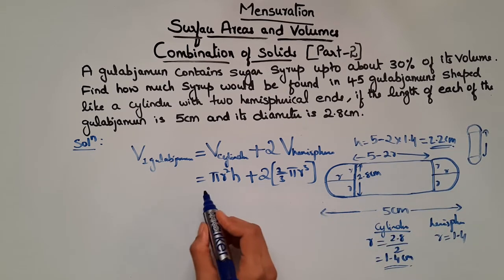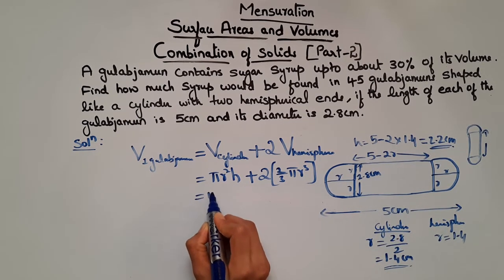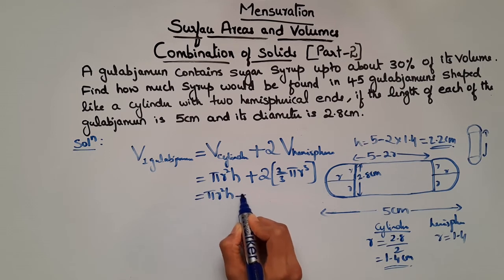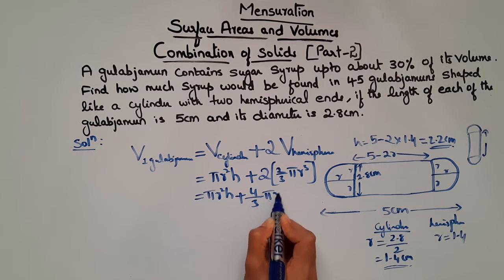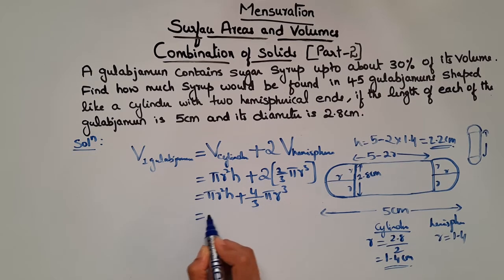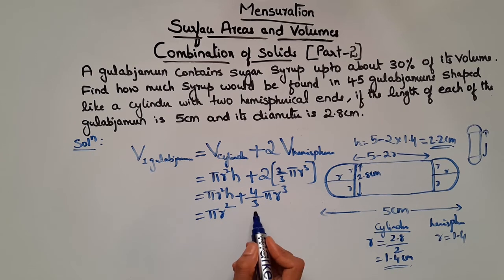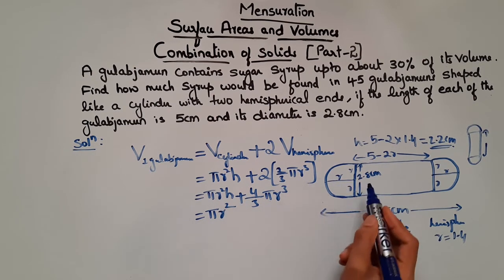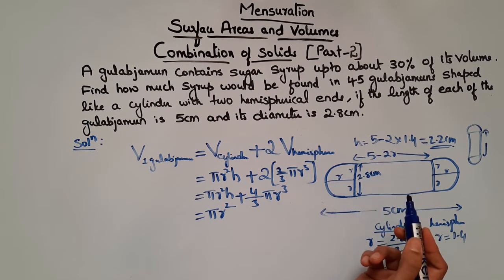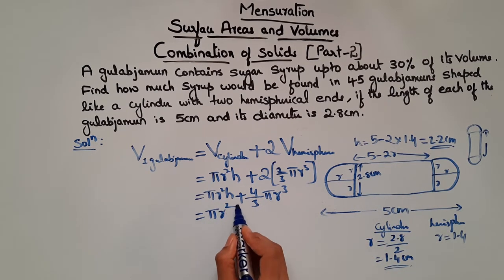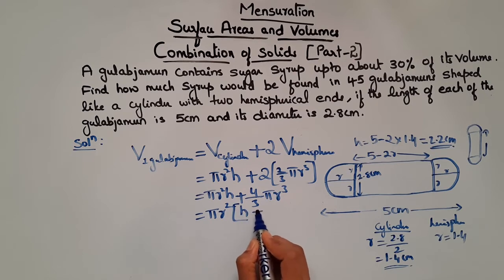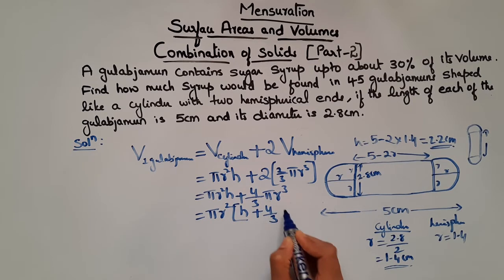So let's simplify this equation, substitute the values. So pi r square h plus 2 into 2 is 4, so 4 by 3 pi r cube, right? So here what is common? Pi r square is common because we know this r and the cylinder r are same, right? So we can take r square outside. We are left with h plus 4 by 3, 1 r is left here, right?